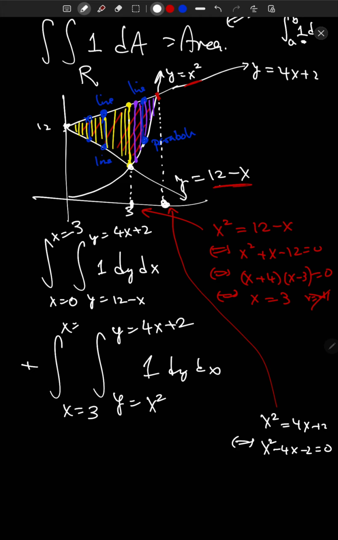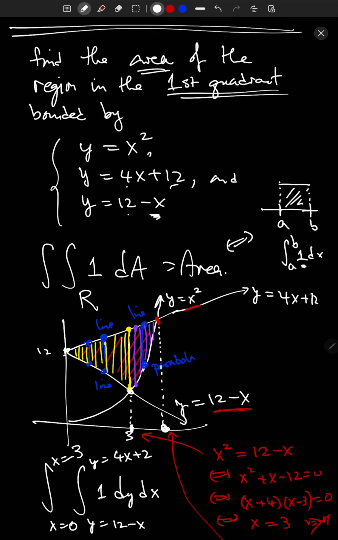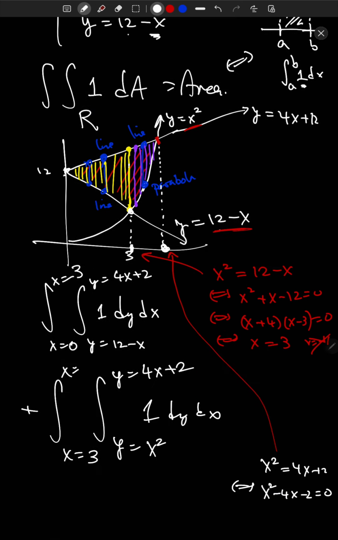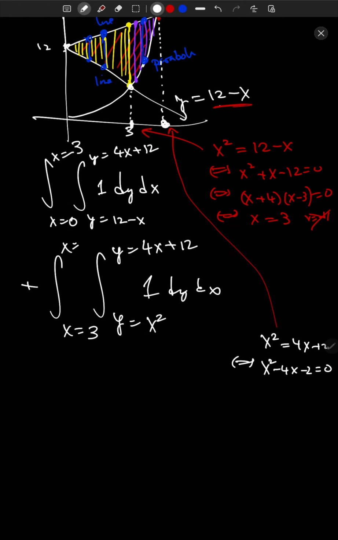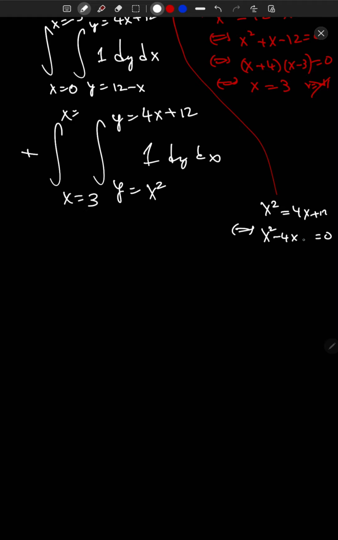Sorry, 4x plus 12, right? Yeah, 4x plus 12. Sorry about that. So let's see, where did I have 4x plus 2? Here we go. 4x plus 12. Okay, so that's a 12 there. I just miswrote the equation of that line, minus 12. All right.